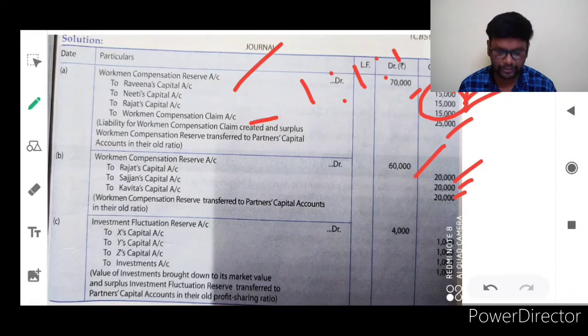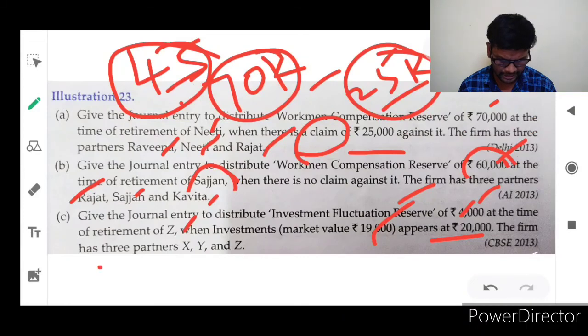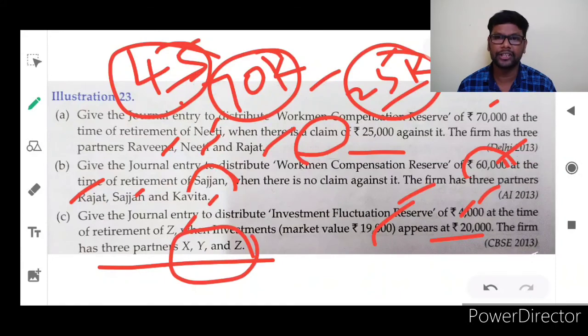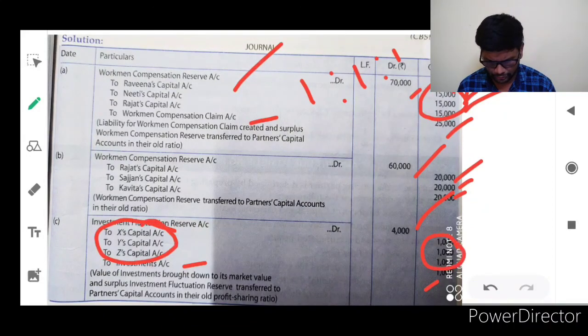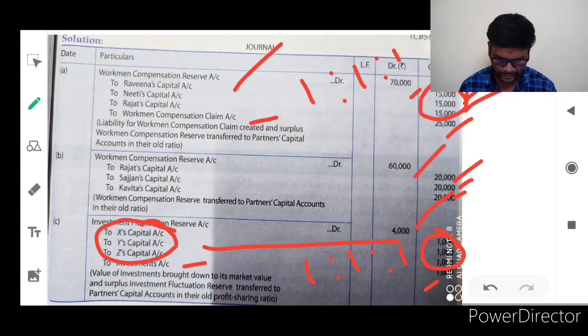That extra reserve will be transferred to all the partners as per their existing profit and loss sharing ratio. Here also they haven't mentioned the profit and loss sharing ratio, so equally X, Y, Z are going to share 3,000. So look at this. Investment fluctuation reserve is 4,000. Claim is 1,000, so the investment account is debited 1,000 rupees, that is the investment fluctuation claim. Then the remaining 3,000 will be shared by all three partners equally, 1:1:1. So they are going to share 1,000 rupees each.